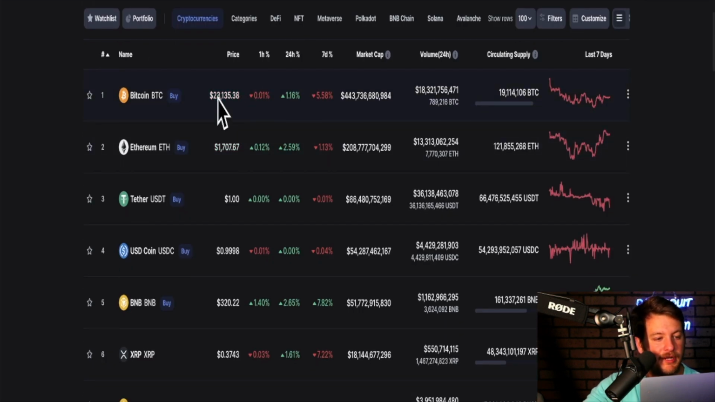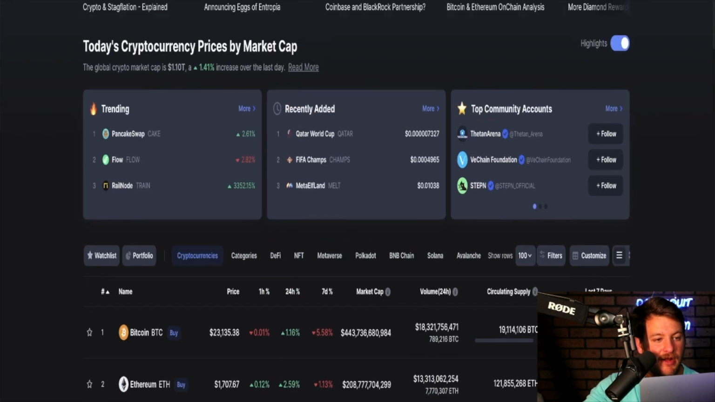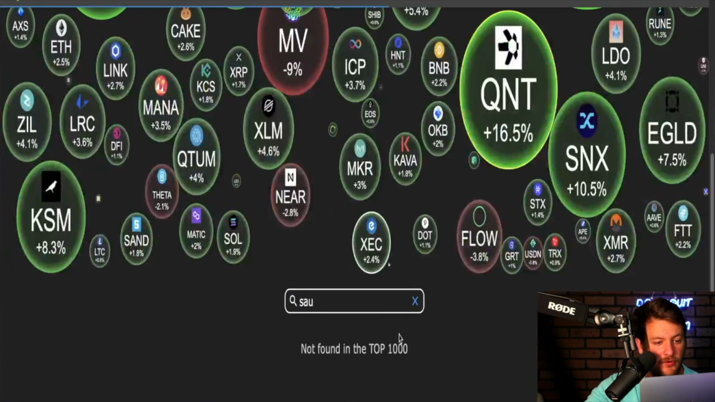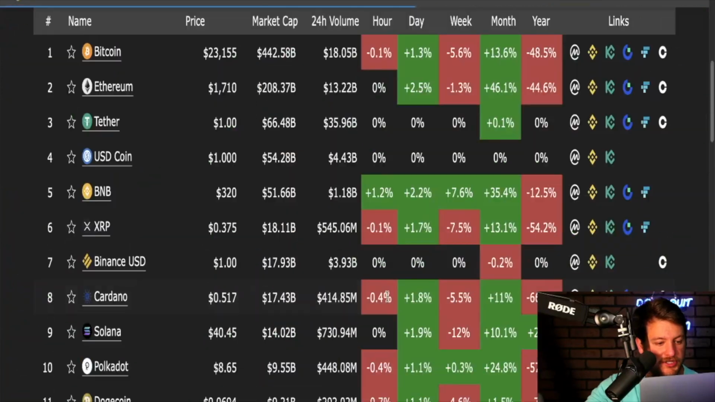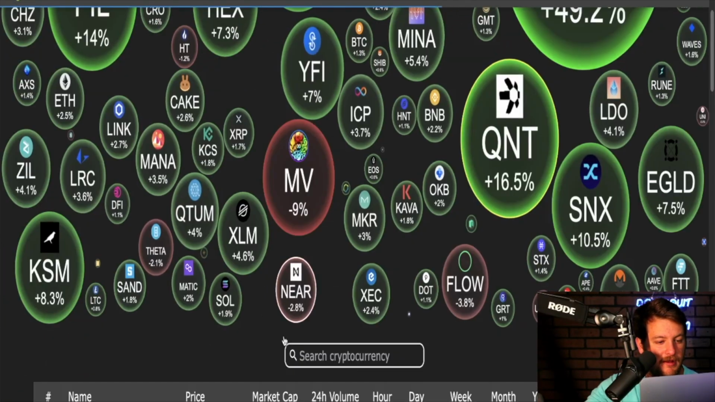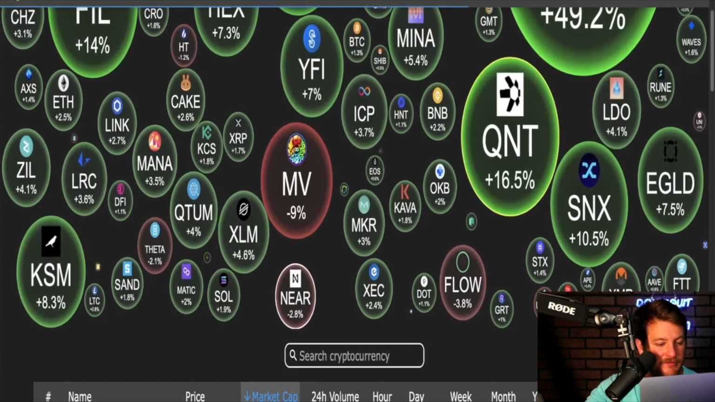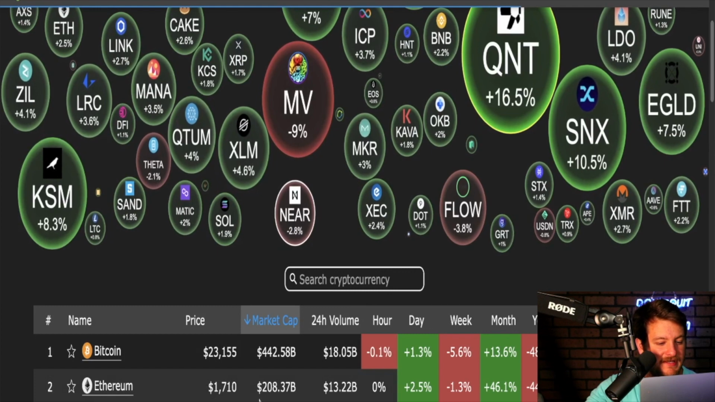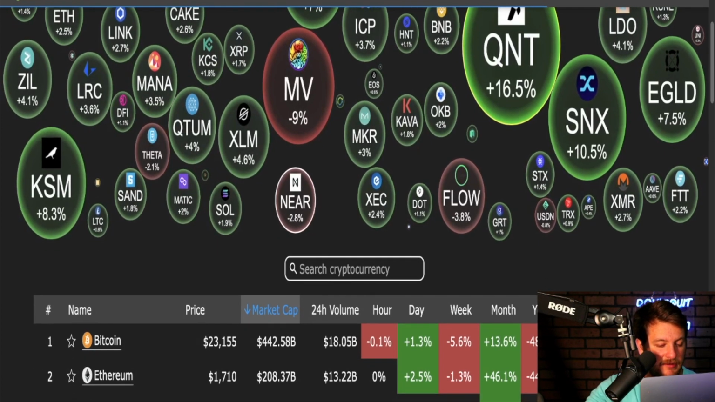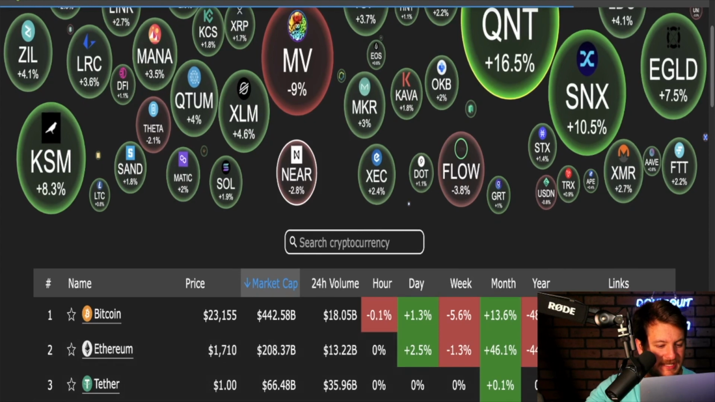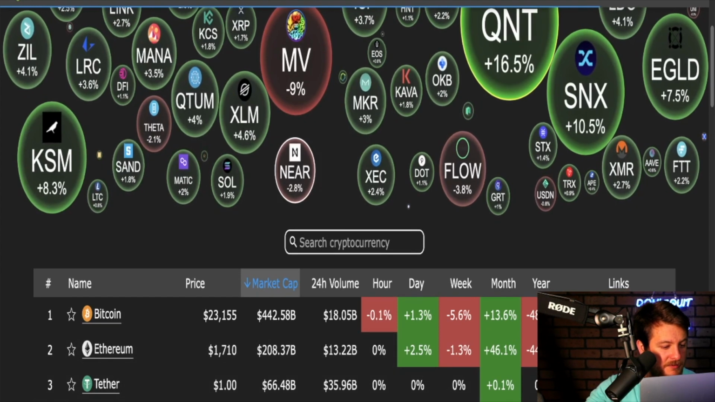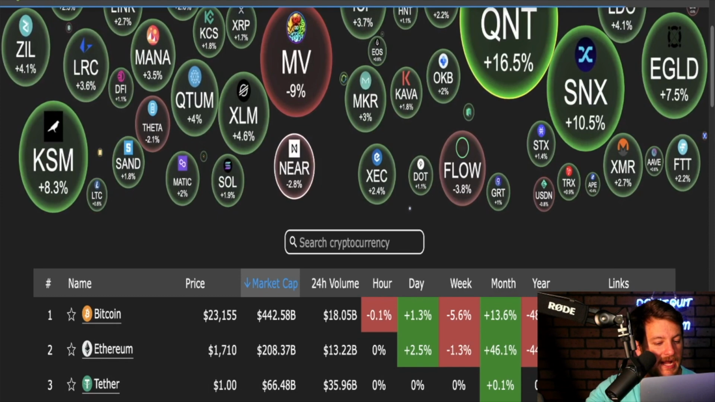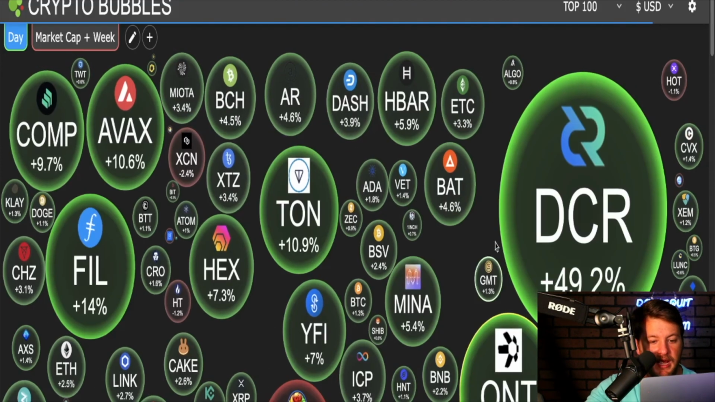Currently, Bitcoin is pretty much trading sideways, as I expected. It's up 1% on the day. However, the altcoins, on the other hand, are just pumping. Ethereum has reclaimed the $200 billion market cap. You love to see that. USDC is really climbing up there on USDT. XRP back in the top six. It is past Binance, up 2% on the day.